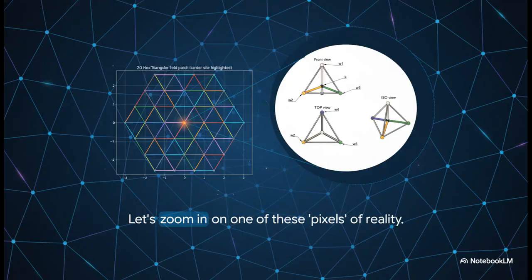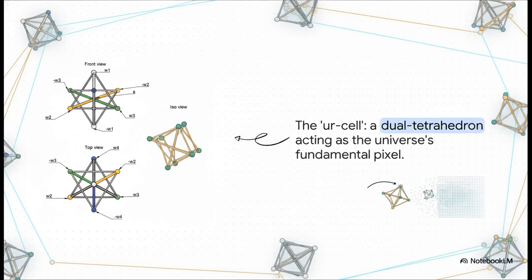Okay, so if reality is made of pixels, what are they? What do they look like? Let's zoom in. And I mean way in, past the galaxies, past the atoms, past everything we know, down to the absolute bedrock of space and time itself. And this is it. According to a framework called the macroscopic mass unit theory, or MMU, this shape, a dual tetrahedron, is the fundamental pixel of our reality. They call it the cell, kind of like the original cell that everything else is built from.